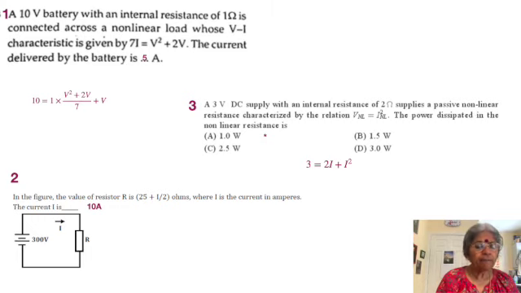In the figure, we have a 300 volt source, a resistance R, and a current I flowing through it. We don't have internal resistance. I am reading the problem: the value of resistor R is 25 plus I by 2. Now, if you multiply by I, you should get the voltage across it, which is equal to 300 volt. So 25 I plus I square by 2 should be equal to 300.